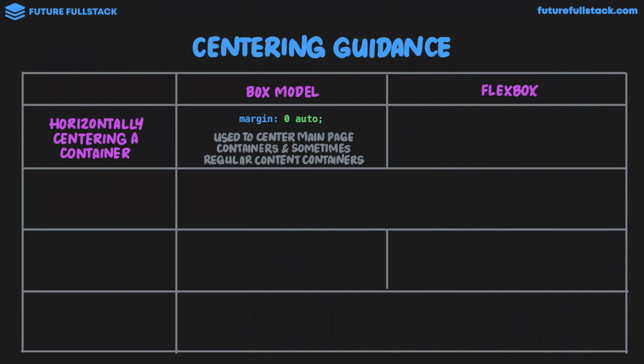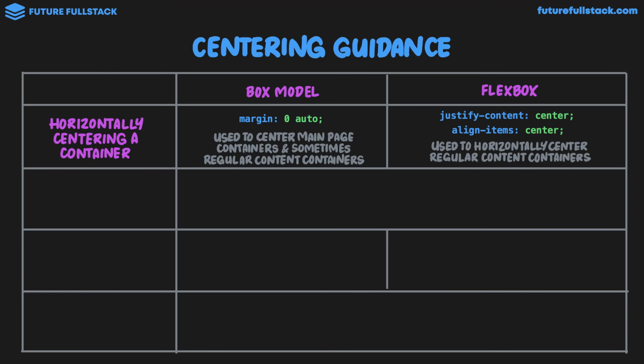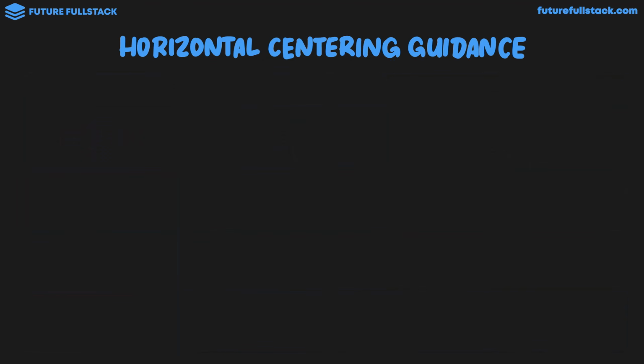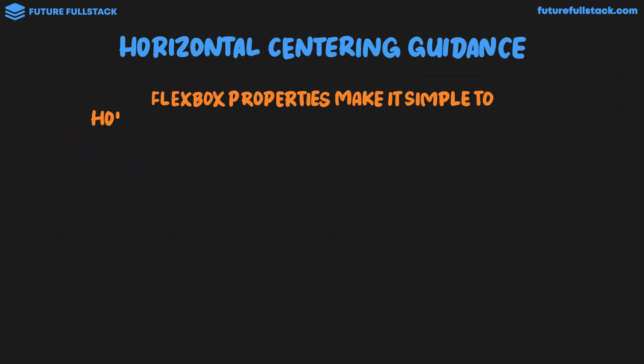So let's now take a look at guidance on horizontally centering a container using Flexbox. As we've seen from the demonstrations earlier, depending on the orientation of the main axis, we can use justify content center or align items center. Flexbox is used to horizontally center regular content containers. Now I know we just looked at centering a regular content container using margin, but using Flexbox is a lot more common, because Flexbox is a much more powerful way of handling alignment and spacing of items, which you just can't achieve with margin.